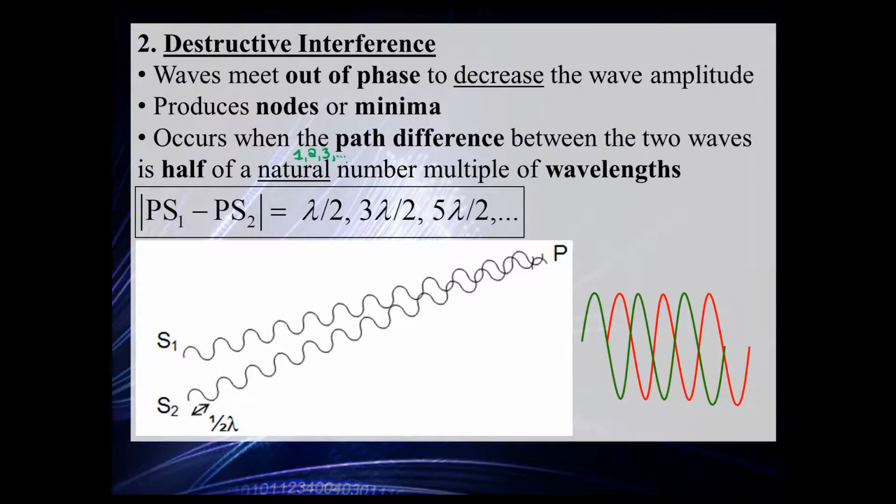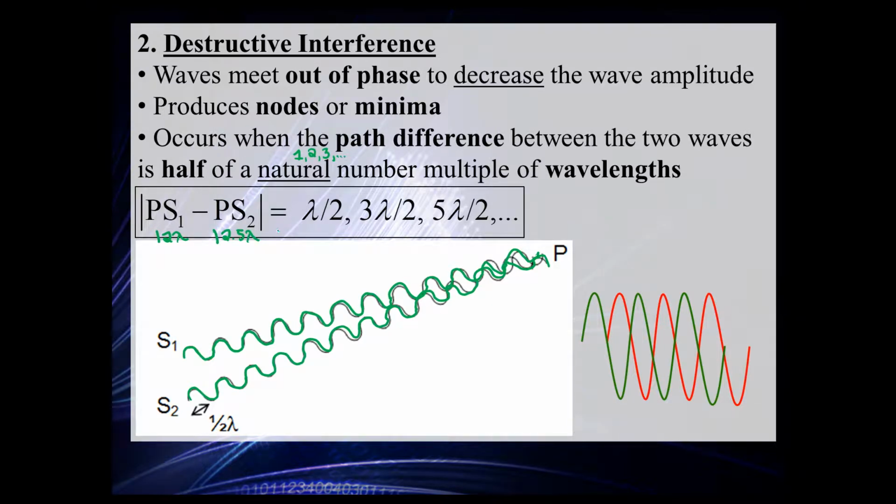So I suppose we could count this again, as tedious as this is. So I got PS1 to be 1, 2, 3, 4, 5, 6, 7, 8, 9, 10, 11, 12. So I think this one is still 12 wavelengths. Okay, this one would be 1, 2, 3, 4, 5, 6, 7, 8, 9, 10, 11, 12. I think it's like 12.5. I'm going to say 12.5 wavelengths.